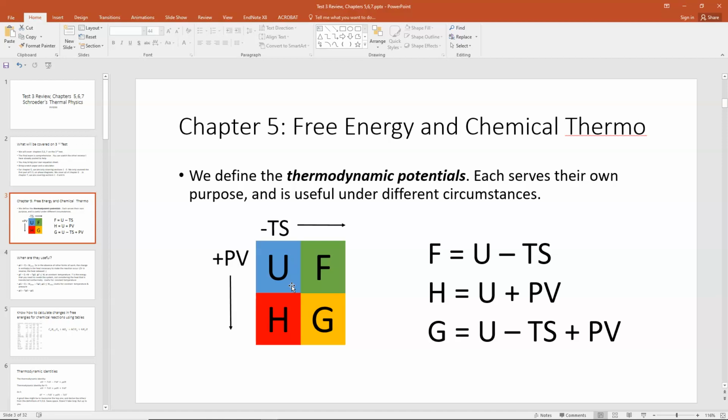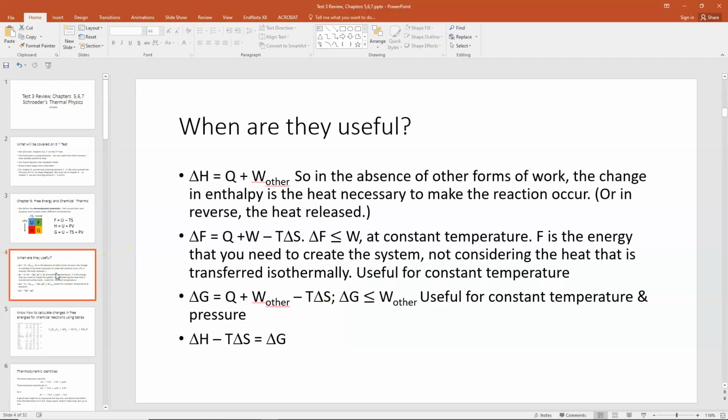Of course, we already talked about the internal energy, U, and the enthalpy, H, which is U plus PV. We discussed that way back in Chapters 2 and 3. But F and G are new to us. F is the Helmholtz free energy and G is the Gibbs free energy. The Helmholtz free energy is defined as U minus TS, and the Gibbs free energy G is U minus TS plus PV. Now, they're useful under different circumstances.